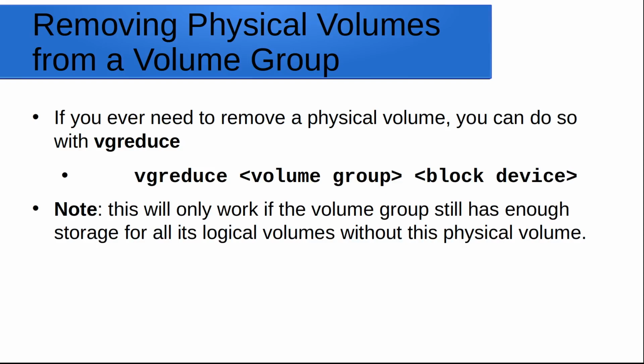Now, sometimes you might want to remove a physical volume because you want to reallocate that disk space somewhere else in the file system. You can do that using the vgreduce command, where the syntax is vgreduce, volume group, block device. And this only works if the volume group still has enough space for all of its logical volumes without that. If it's not going to have enough space, it won't let you do it.